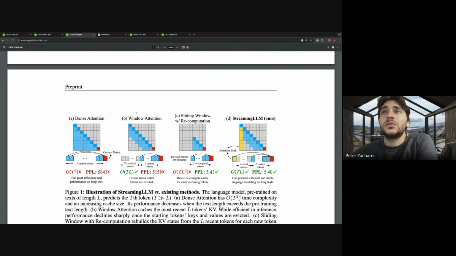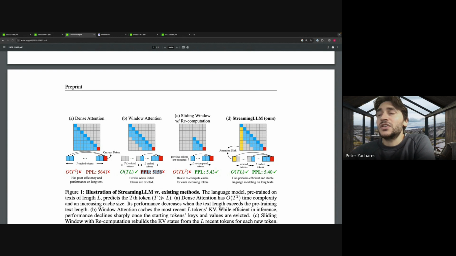So then what you can do instead is use something called window attention, which is much faster. It's the sequence length times the window length, essentially, is the speed at which it calculates the next token, but the perplexity is still very high.